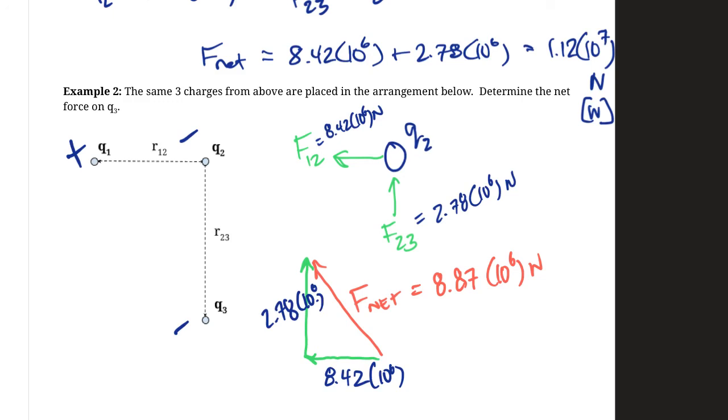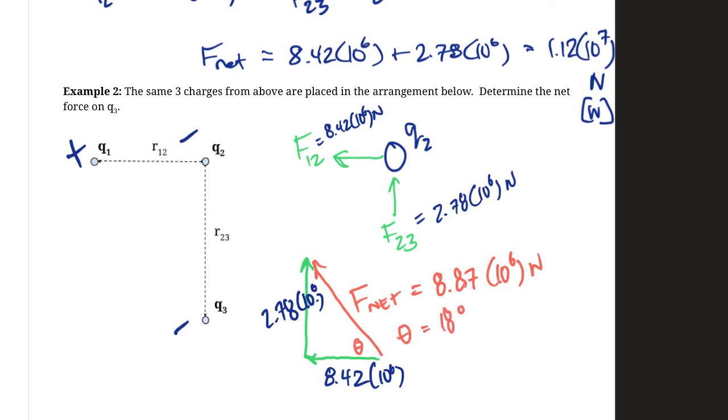And then the angle. And again, for the angle, you don't need to include that 10 to the 6 because the ratio of the sides is the same. If that's the angle we're trying to find, we use inverse tan of 2.78 divided by 8.42, and we get about 18 degrees. We'll round to the nearest degree. So theta equals 18 degrees.